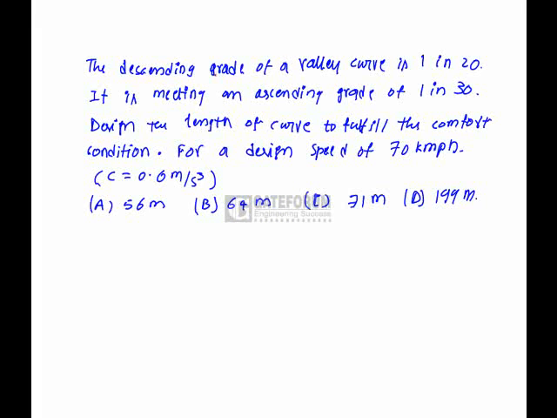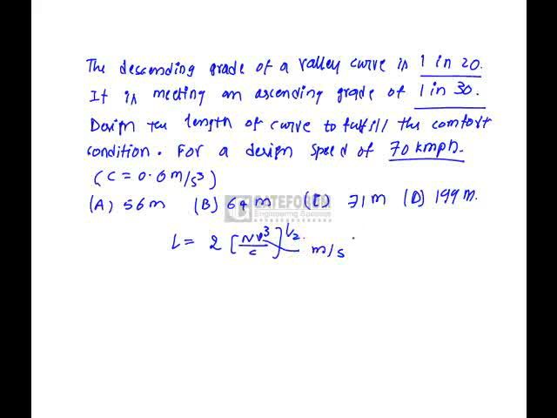Here the question is, the descending grade of a valley curve is 1 in 20 and meets an ascending grade of 1 in 30. Design the length of the curve to fulfill the comfort condition. We have to find out the length of the valley curve for a design speed of 70 km/h, and the rate of change of acceleration c is given as 0.6 meter per cubic second. So L is equal to, for a valley curve, 2 N V cube divided by c, whole power 1 by 2, where V is in meters per second.